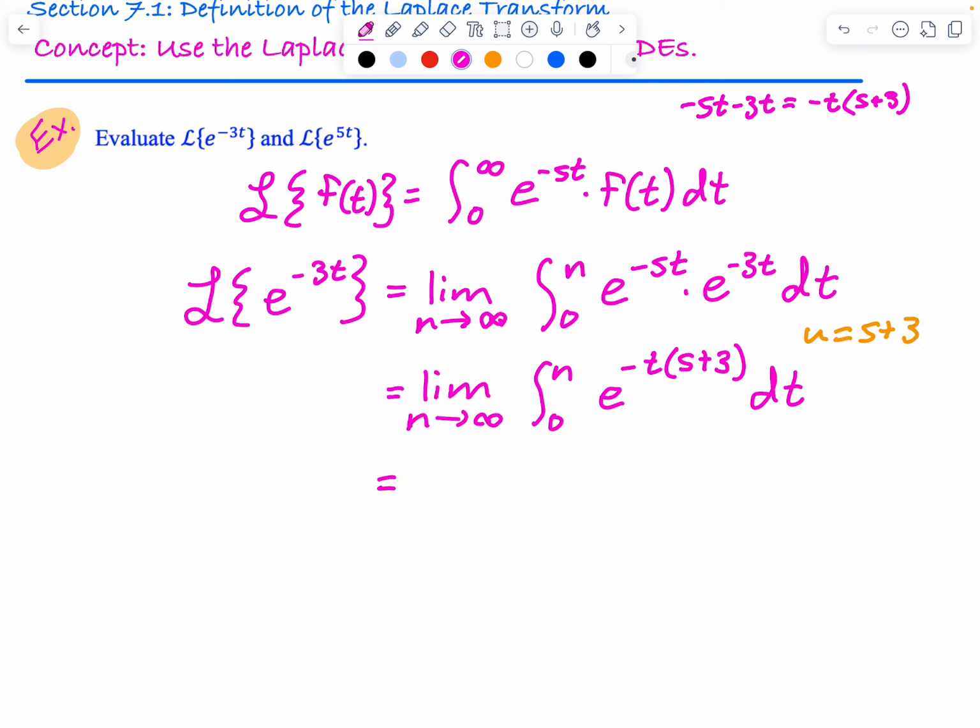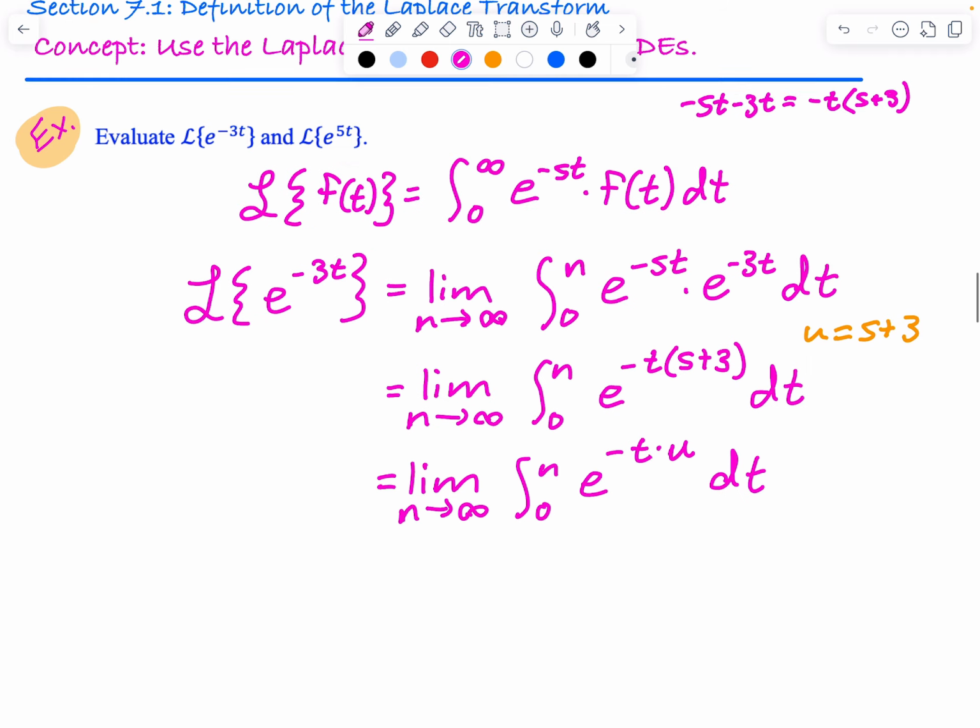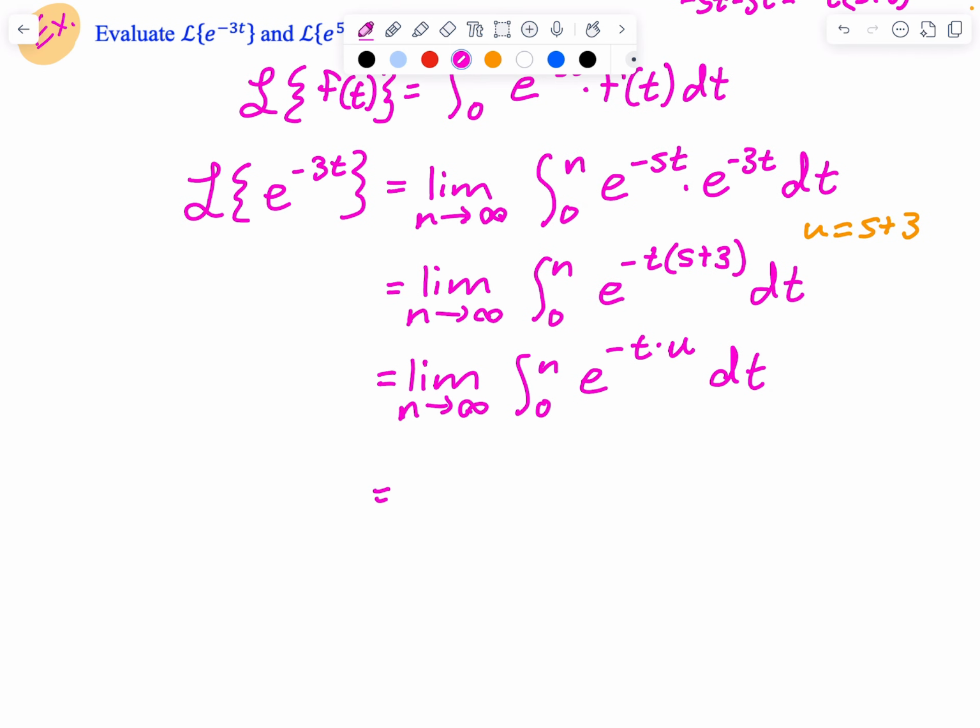And then this becomes our limit as n goes to infinity of 0 to n of e to the negative t times u dt. Okay, well, if I want to look at that, we could go ahead and take our integral, actually. Sorry for the stuttering there. So we have negative u. So I could keep going.